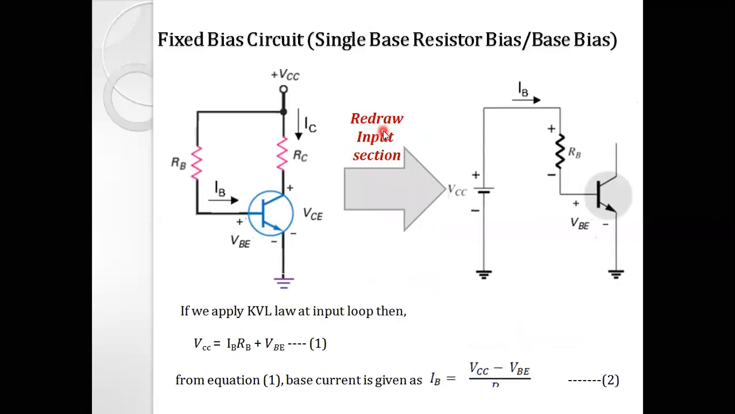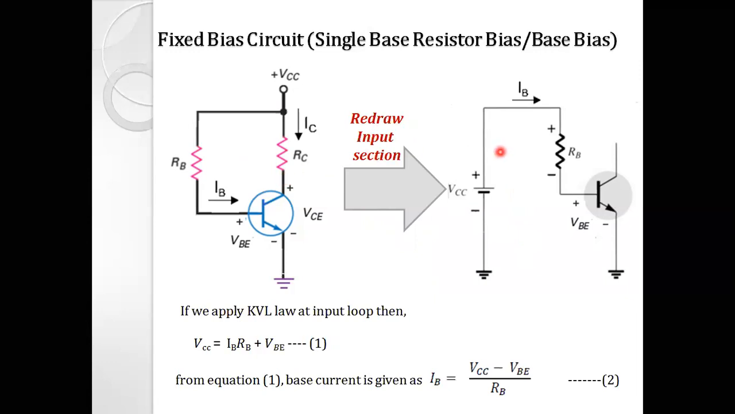So you can see that here the input section is redrawn from the main circuit diagram. While analyzing the input and output sections, we have to follow a certain procedure, right? So what is that procedure? While doing the analysis of the input section, we have to keep the output section open. That means you can see that here the collector terminal is the output terminal.